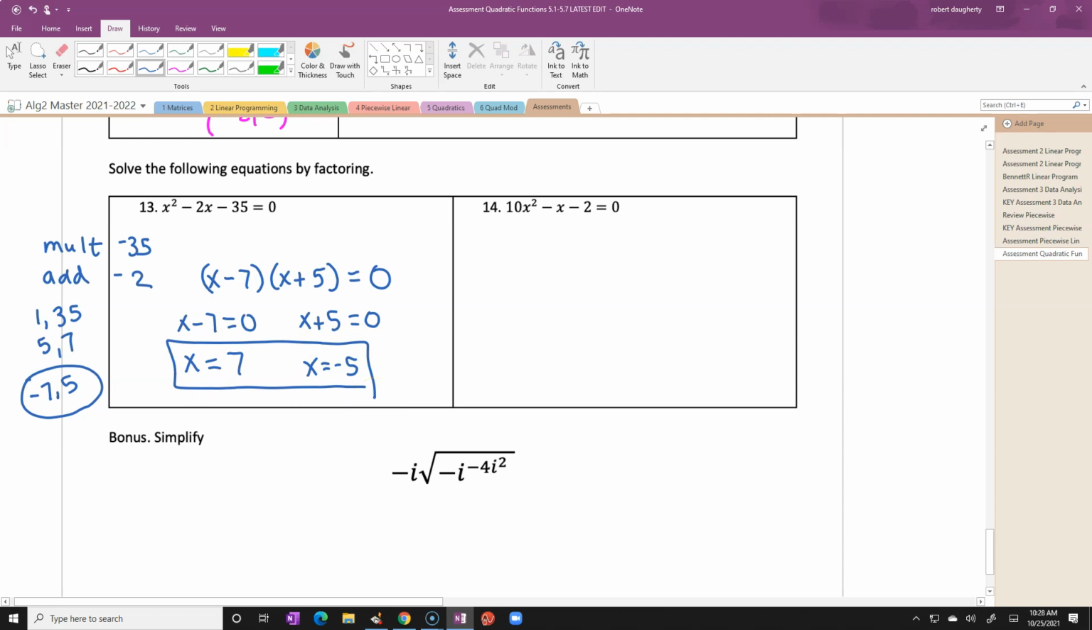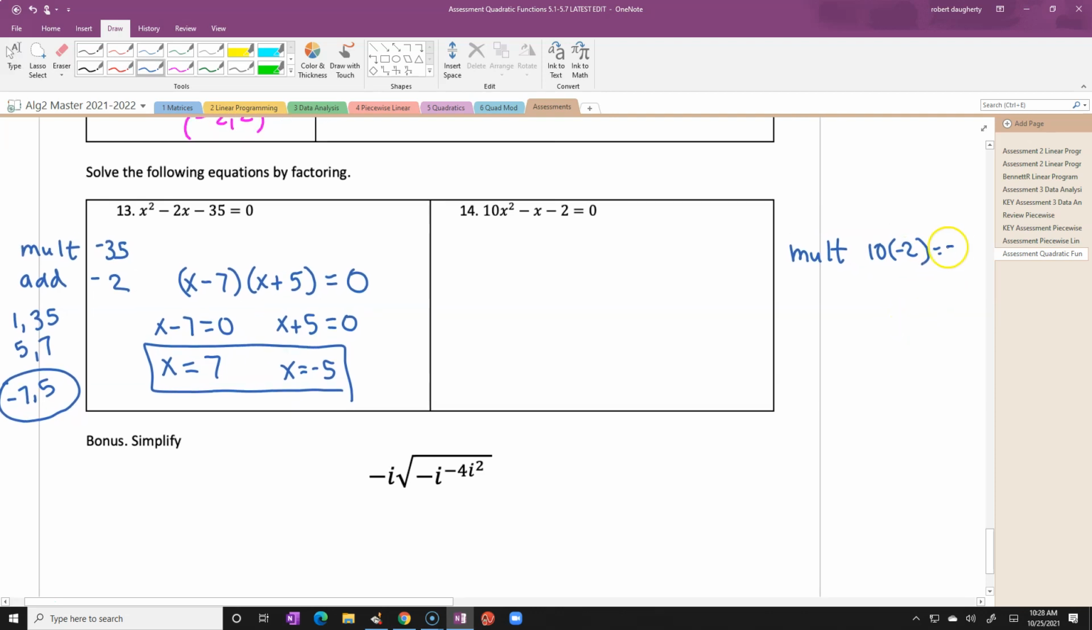Next guy, I'm looking for numbers that multiply to 10 times -2. So they need to multiply to -20. And they need to add to -1. So the only factors of 20 are 1 and 20, 2 and 10, 4 and 5. The only way to combine those and get a -1 is with a -5 and a +4.